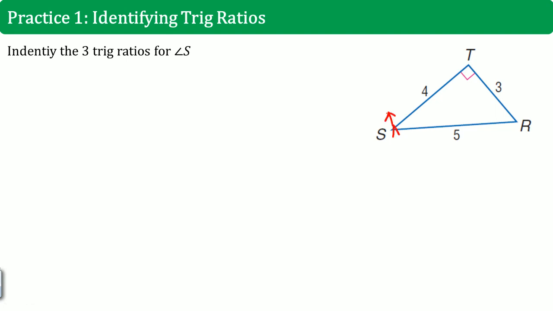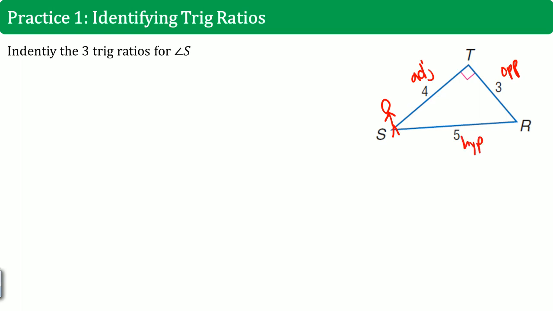From angle S, we should label our adjacent. So our closest one here is our adjacent, which is side 4. The opposite is 3. And 5 is the hypotenuse because it is the longest side.